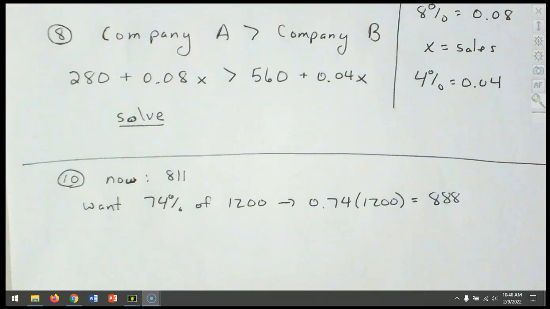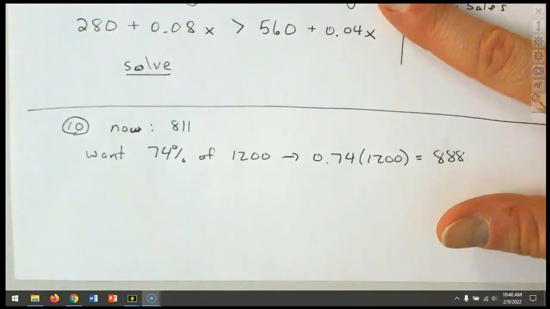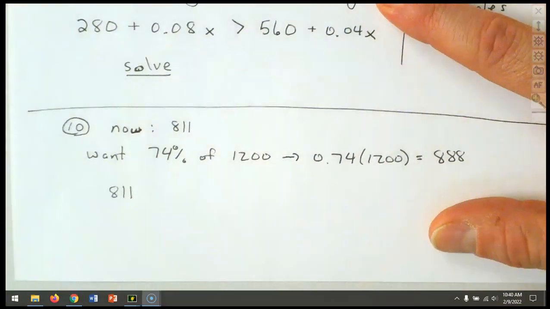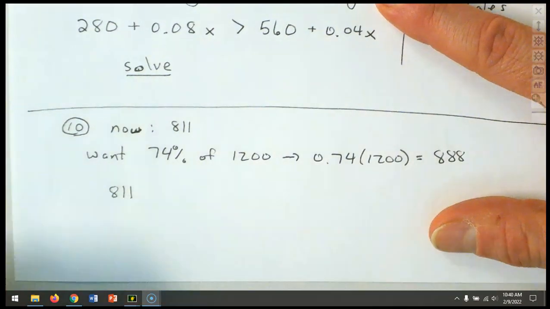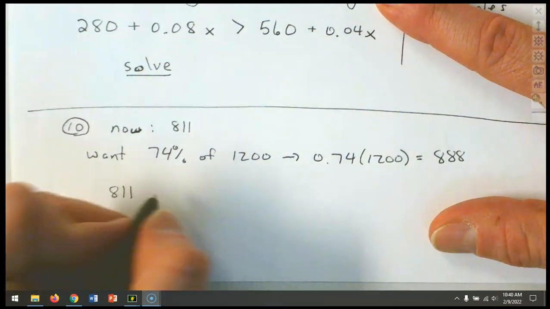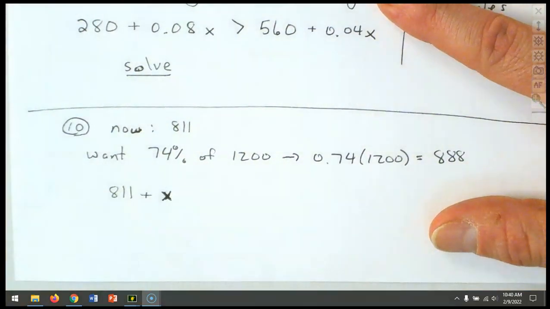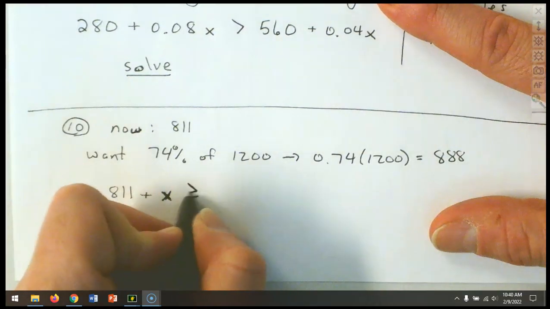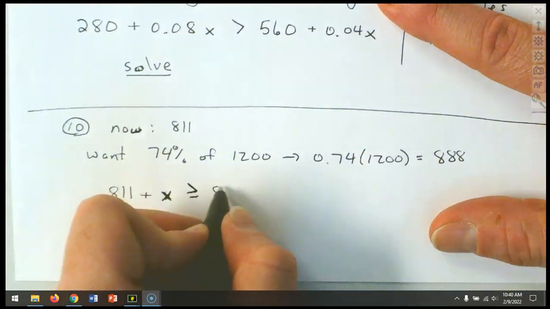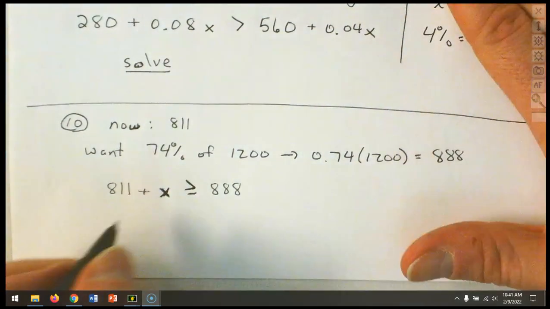So now what do we need? We need to make sure we get credit for the course. So how many points do we currently have? 811. We are going to get some more points. So there's more points possible. Maybe there's a couple of exams left. But we don't know how many points we need, so we're going to use an X. And we want to make sure we receive credit for this class, so it has to be greater than or equal to 888. And you can finish it from there. It's very simple to finish.